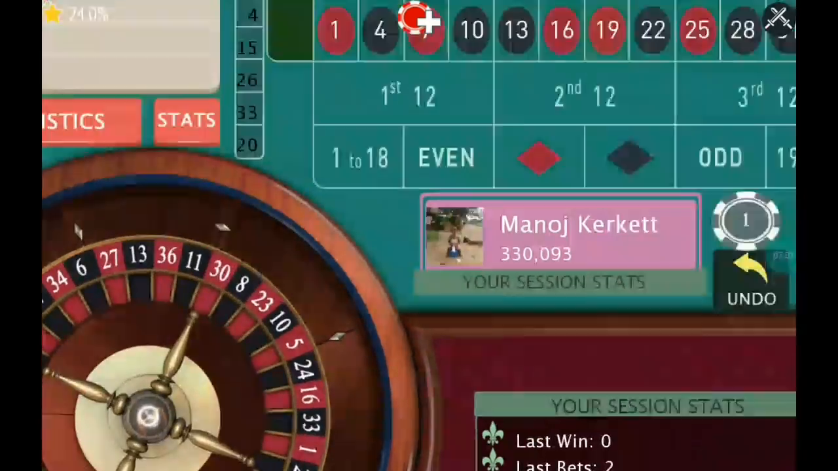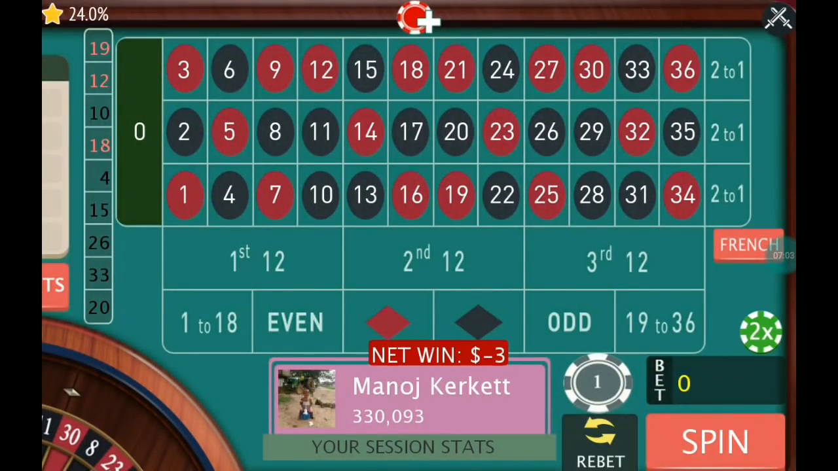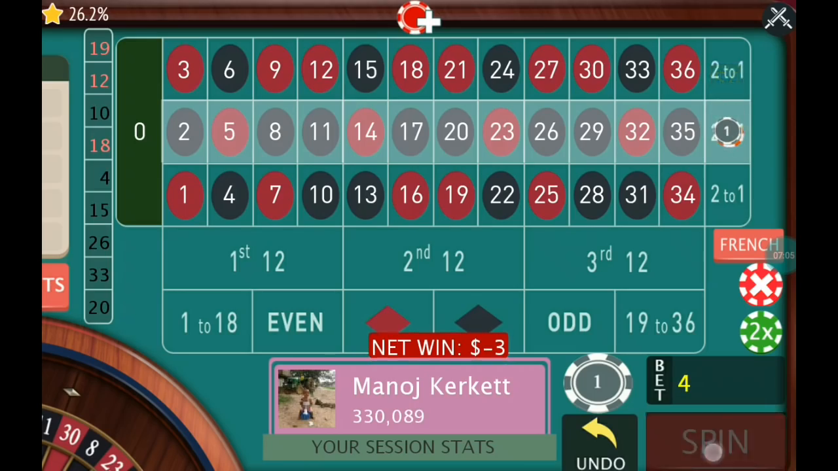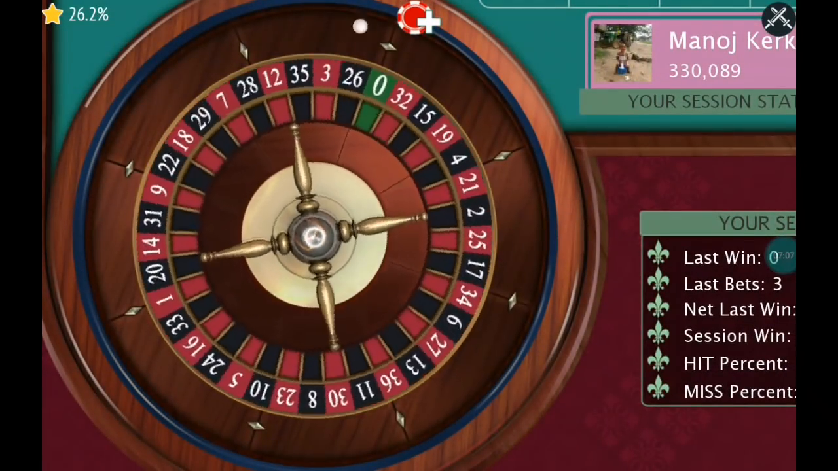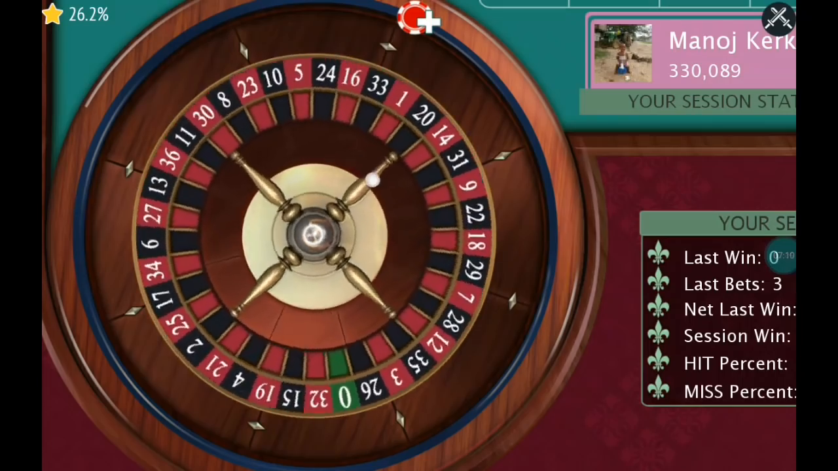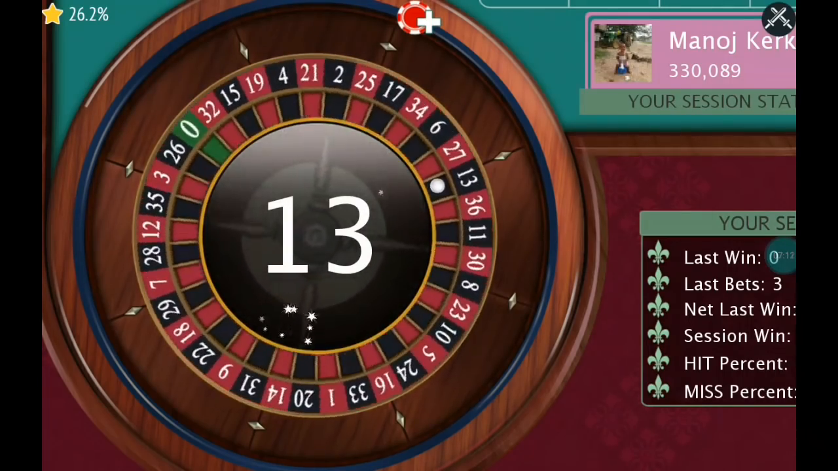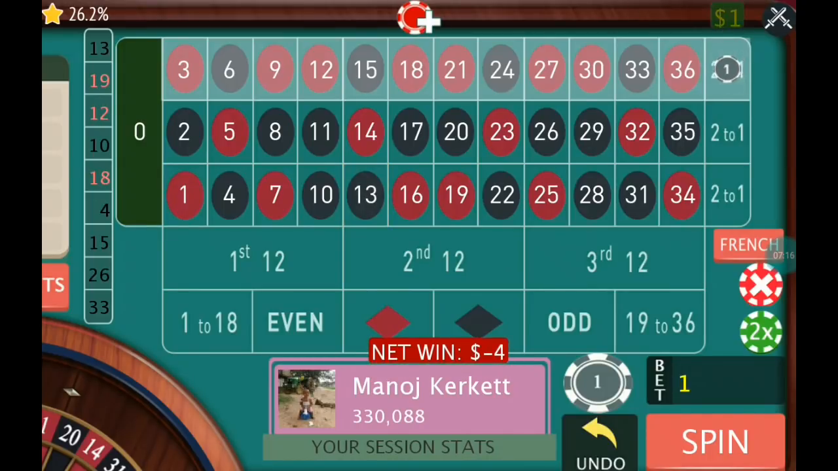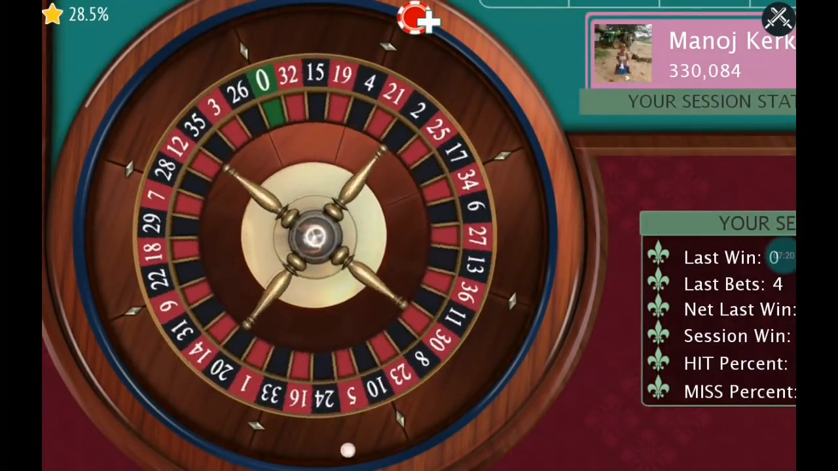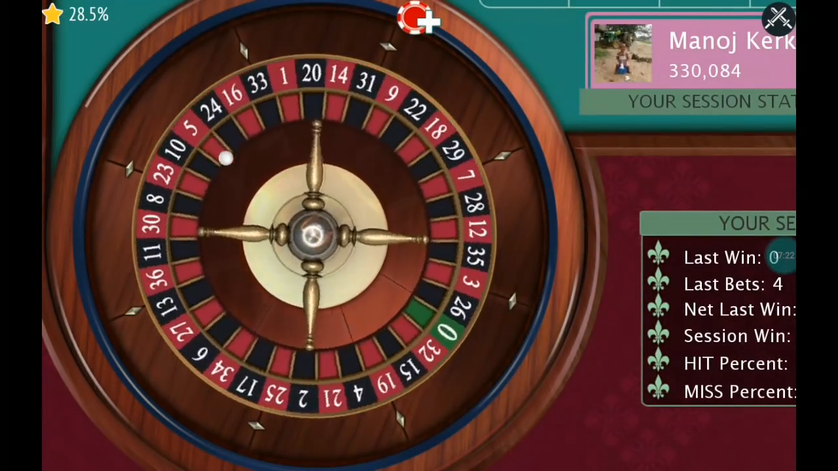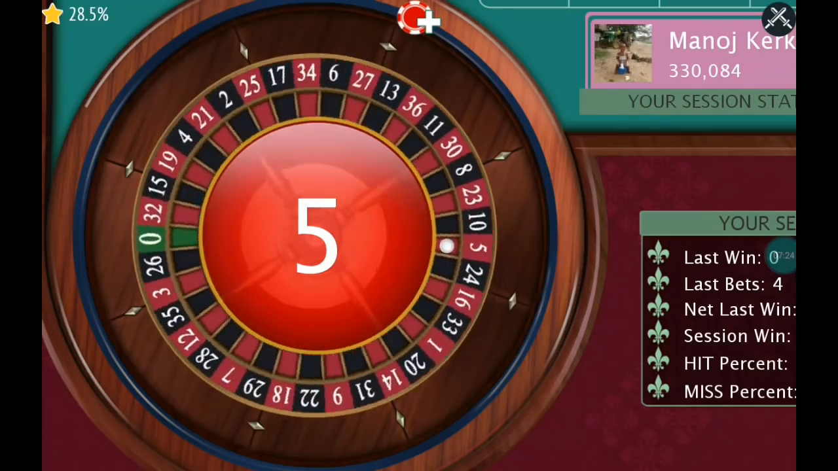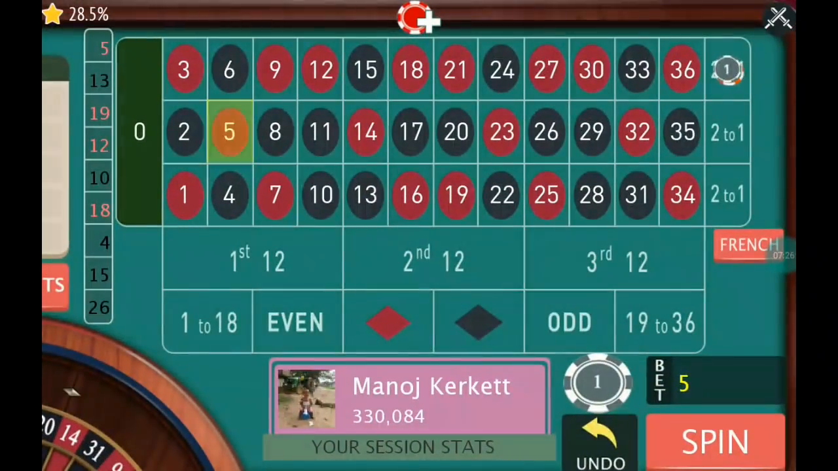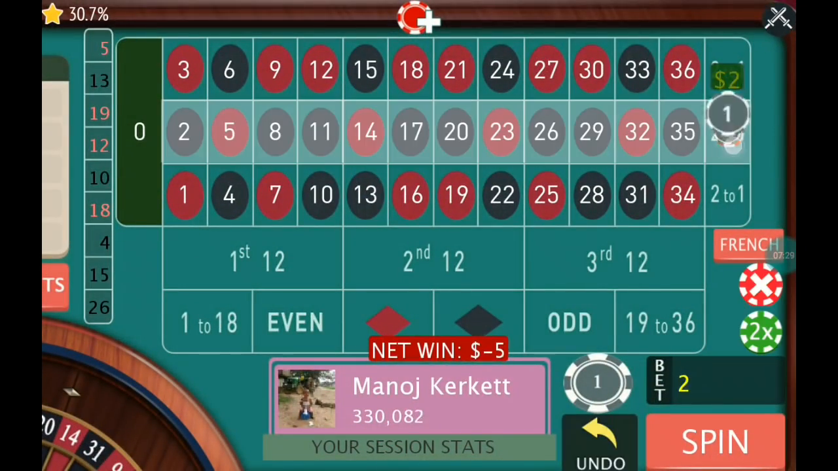What is important is adding 1 unit on loss and reducing 2 units after every win. It's 19 and I lose, so I will put 4 units here and play. It's 13. Again I lose, so I will put 5 units here and play. It's 5. I lose again, so now it's time for 6 units and play.